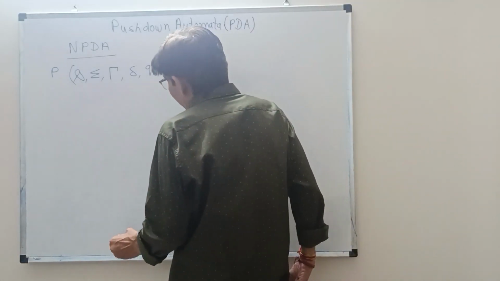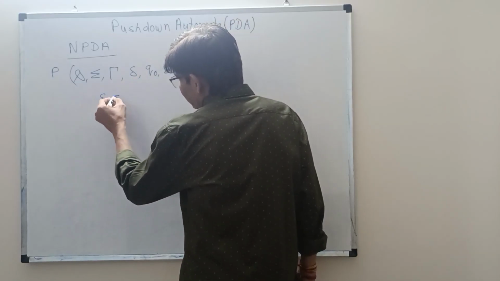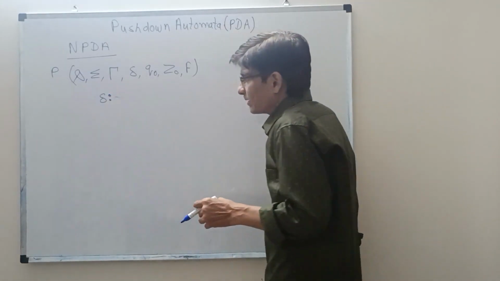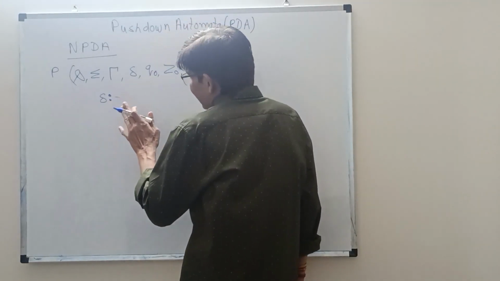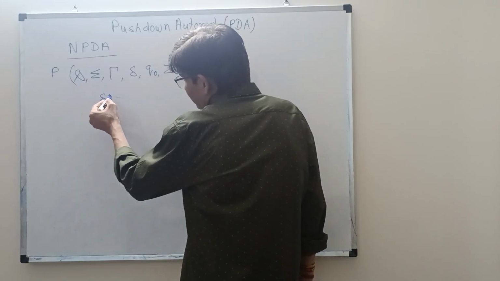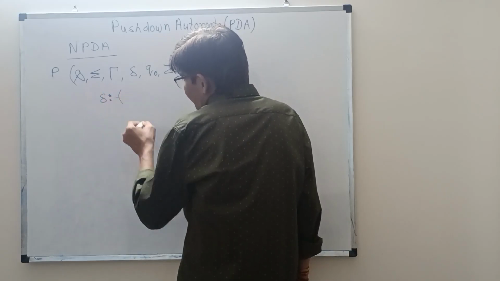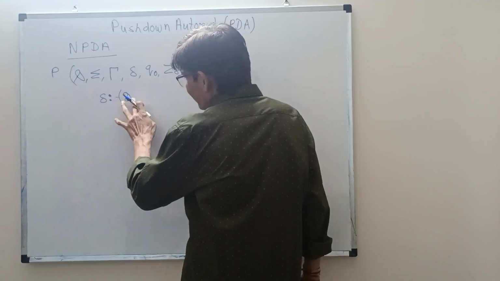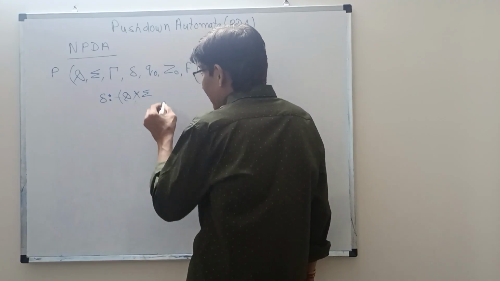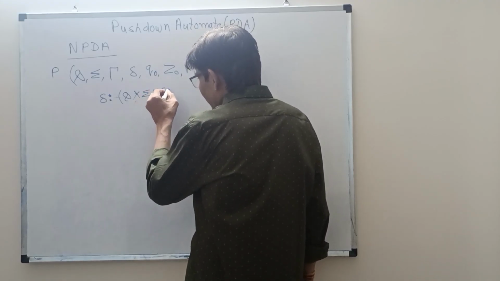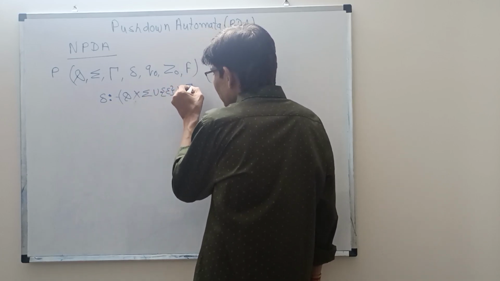The meaning of all tuples is the same; the only difference is in the transition function. I will discuss the transition function of NPDA here only, and the meaning of the remaining tuples is the same as PDA, so no need to discuss it again. So I will discuss only the transition function here. And see, as PDA considers the current state which comes from Q, it also considers the current input symbol along with epsilon. So I can write it like this. And then it also considers the current stack top which is coming from gamma.